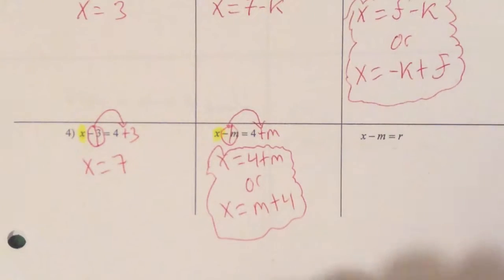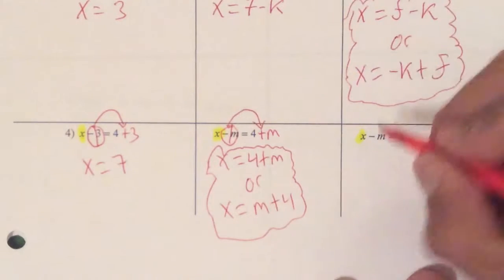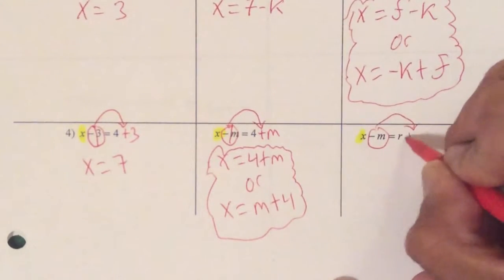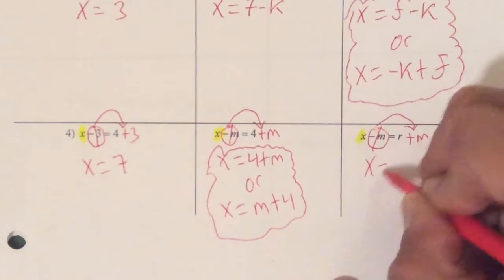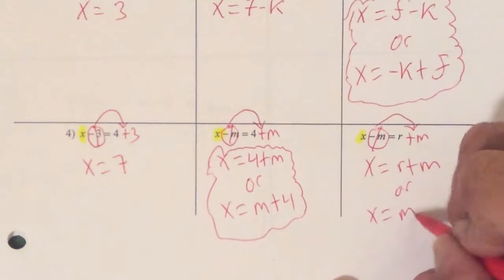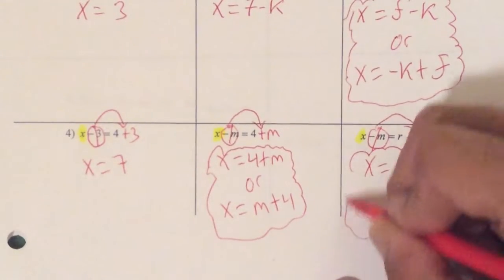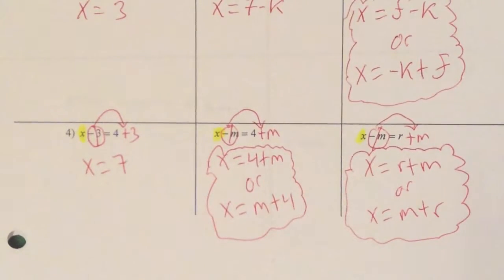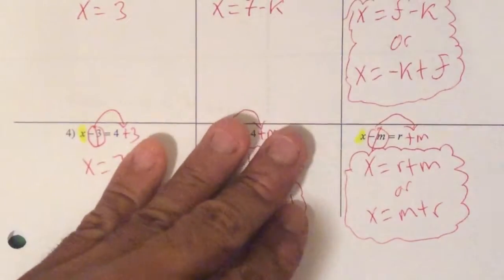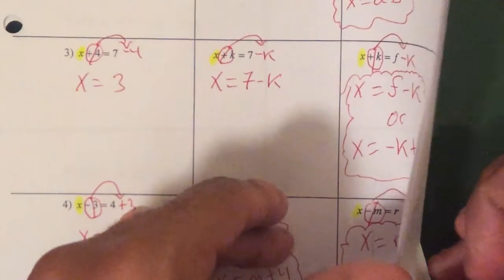And the last one, same idea. We have to move the minus m, so that means it becomes a plus m. So x equals r plus m, or you could just say x equals m plus r. And those two are equivalent, so those two answers are correct. Okay, now let's flip to the next page of today's notes.